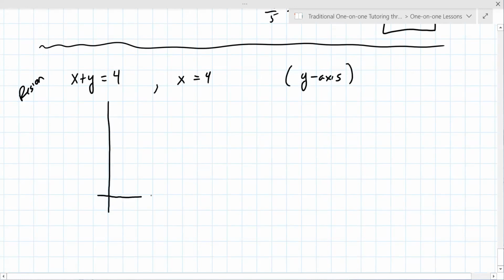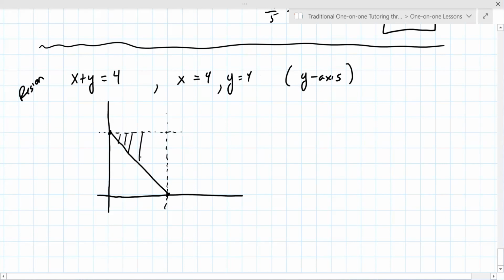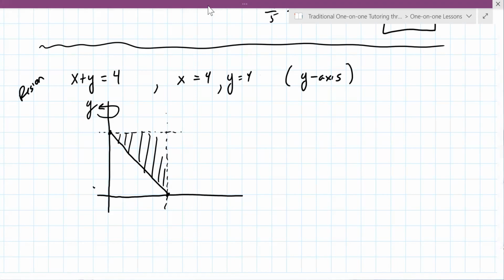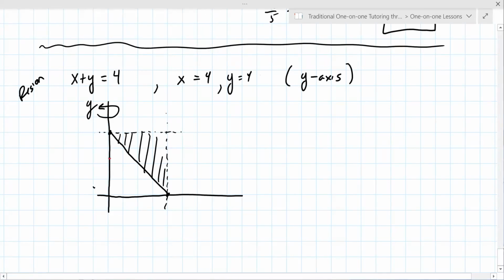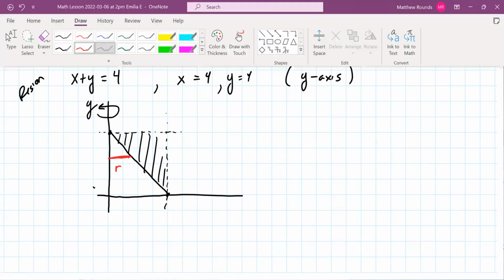So if I draw it, this is the x plus y equals 4. Oops, I needed one more line. Y equals 4. X equals 4. So we're revolving this region right here around the y-axis. Because there's a gap, it's a washer problem. This is your little r. This is your big R.